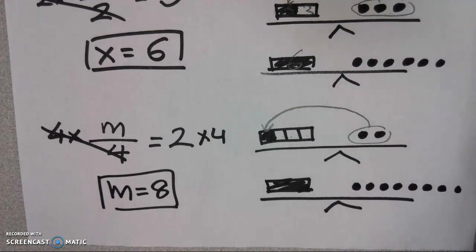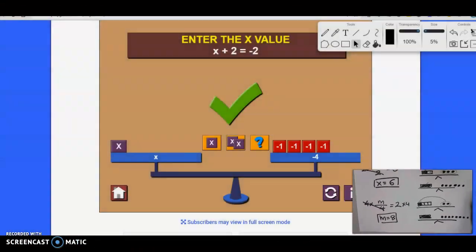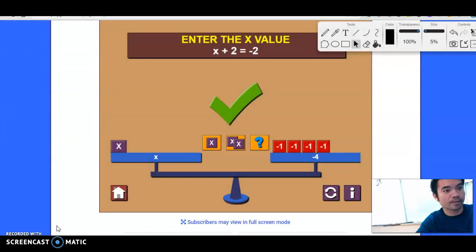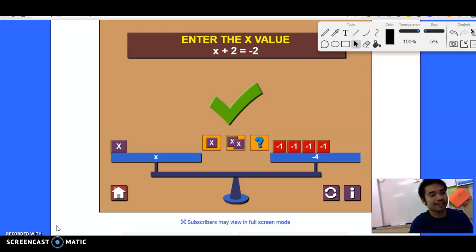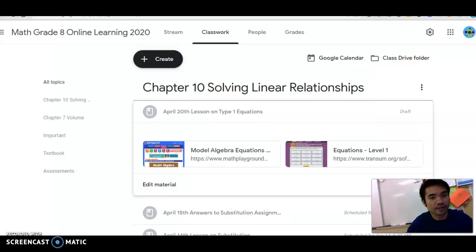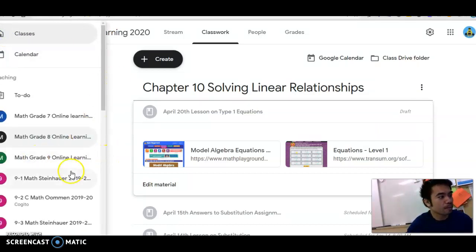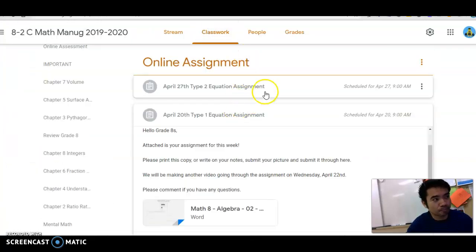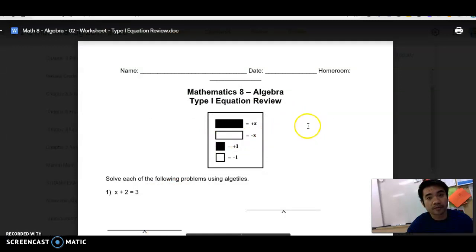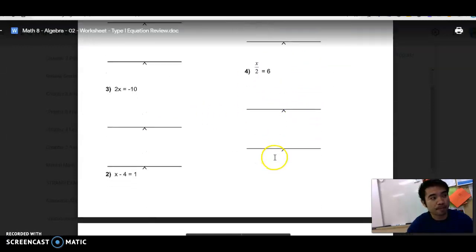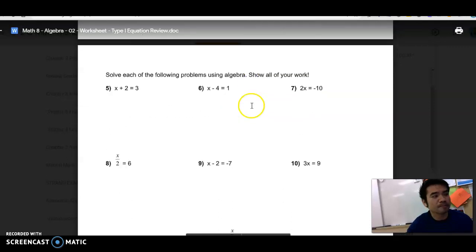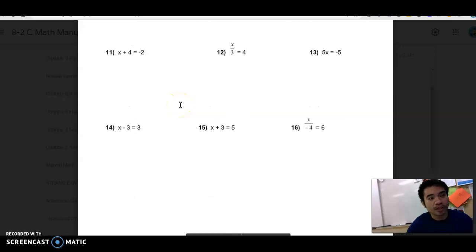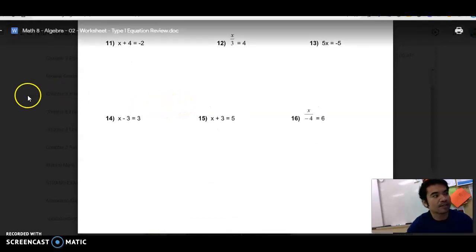Alright, that's our lesson for today. So if you look in your individual Google Classroom, this is your assignment for this week. Make sure you try them. Yeah, see, we have done this already. Just make sure that if it's a negative, we won't shade them. Try this one out and let us know how it is.